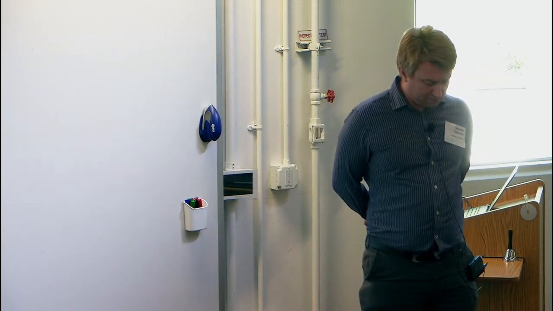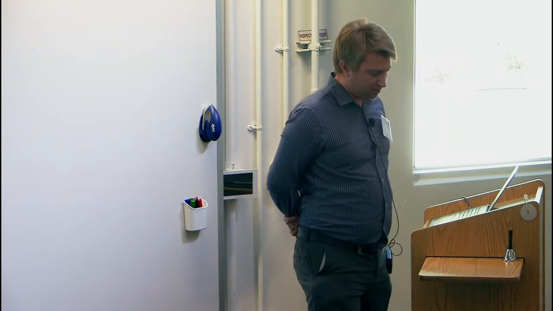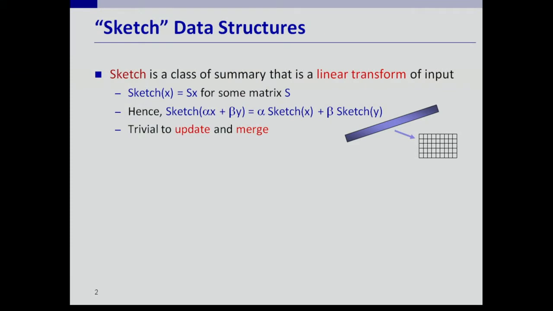So the starting point of this are these data structures that have been developed in the computer science community called sketches. And these sketching ideas connect deeply with lots of other topics that people are interested in. They connect to compressed sensing, they're also known as random projections. So I should say what I mean by a sketch.